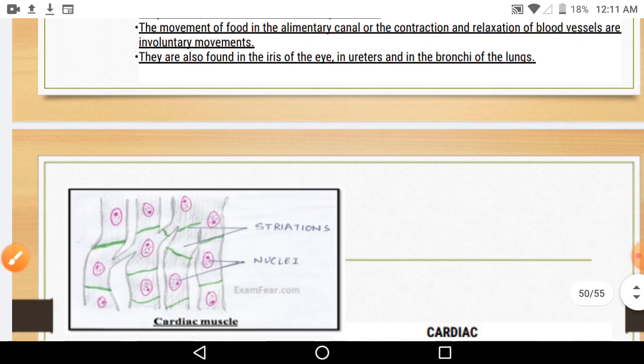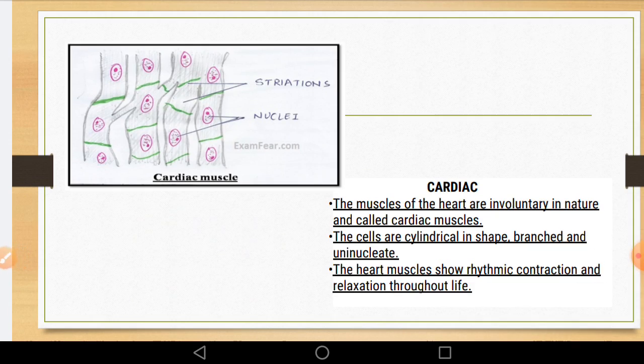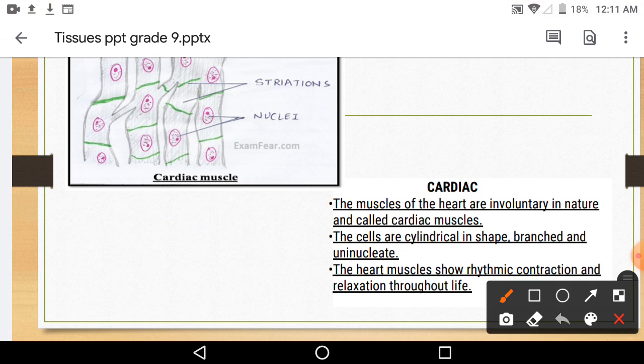Next we have the cardiac muscles. Cardiac itself says it is related to the heart. The muscles of the heart are involuntary in nature and are called cardiac muscles. Involuntary means they work by themselves without our will. We don't have to say that now our heart is stopped or now the heart will start working. It goes on working by itself.